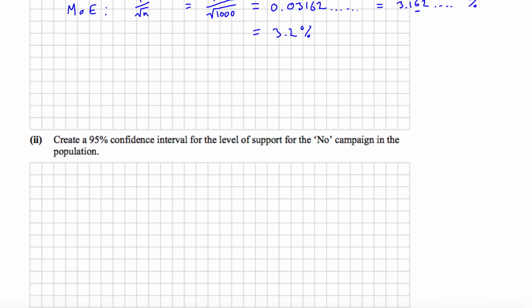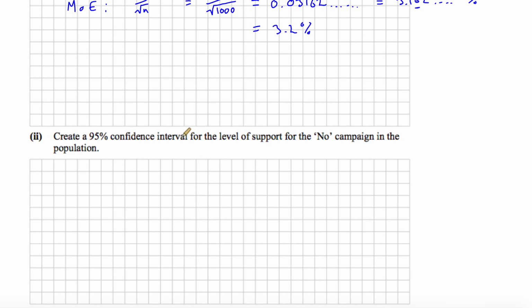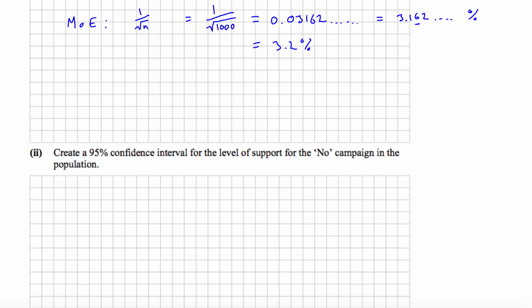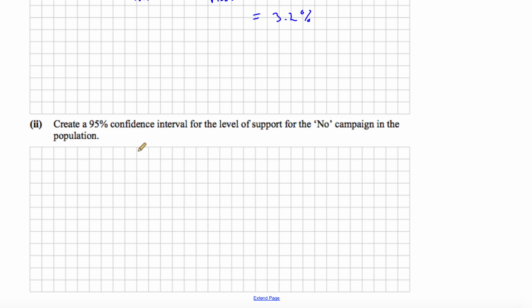Okay, so part 2 then says create a 95% confidence interval for the level of support for the No campaign in the population. Well, this margin of error here is the margin of error for a 95% confidence interval. So the confidence interval will be the 54% of people plus or minus the margin of error. So that's going to be 54 plus or minus 3.2%.